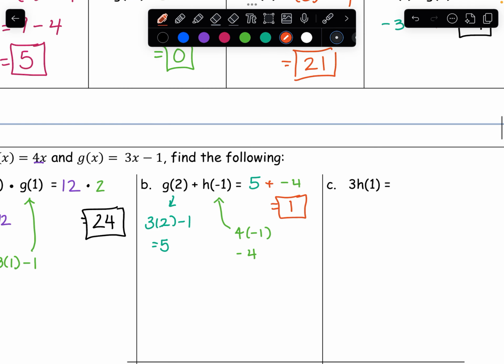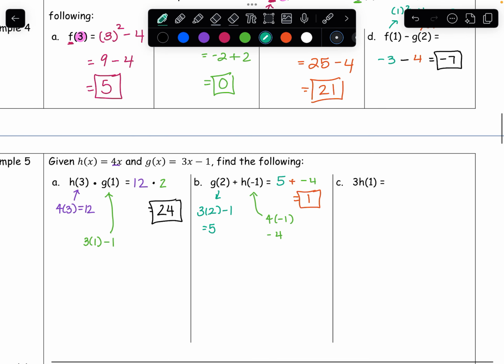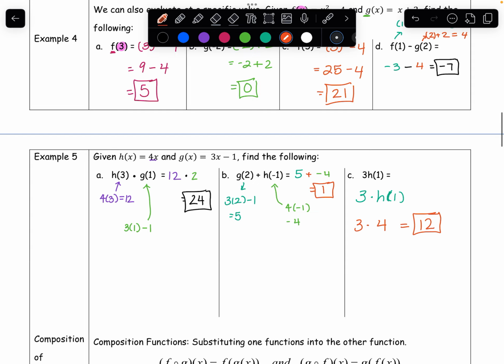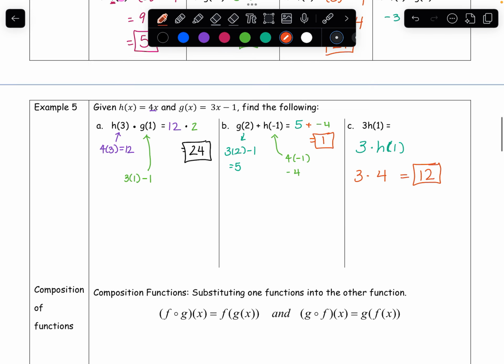Now, c looks a little funky. It's because it's saying 3 times h of 1. Well, h of 1 is 4 times 1, which is 4. So 3 times 4 is 12. Okay, so that's just evaluating at a specific value.